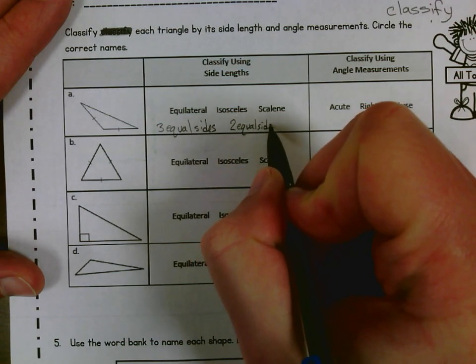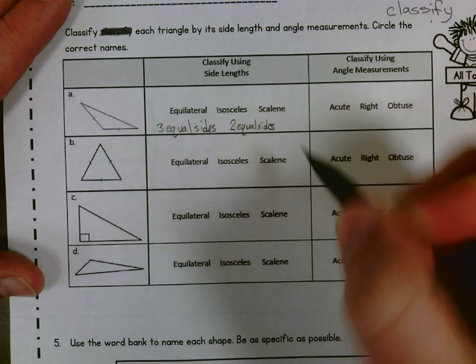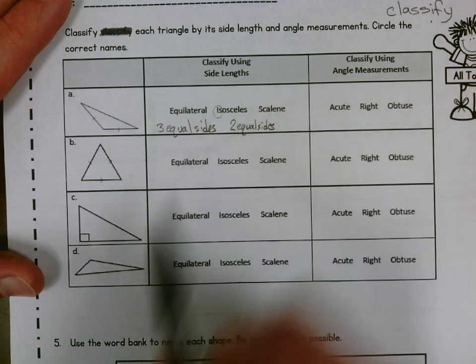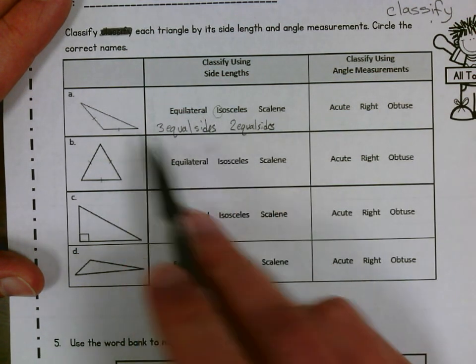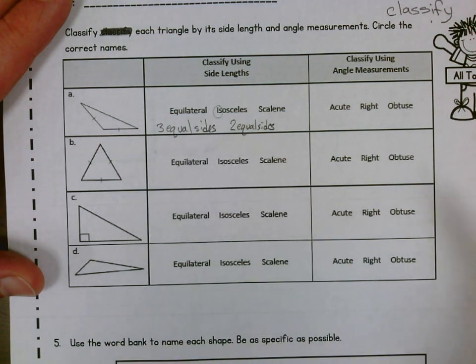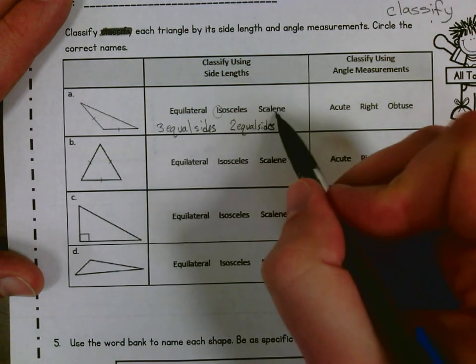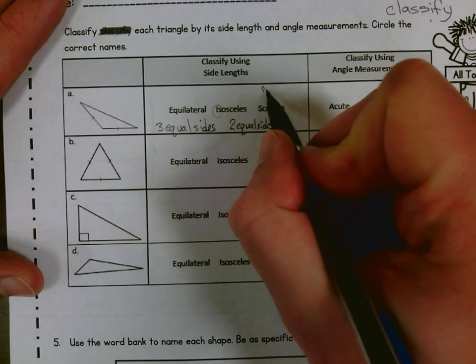An isosceles is two equal sides. I've mentioned this before, but I always think of isosceles, there's eyes. I have two eyes. This triangle has two equal sides, so two. And then the last one, scalene, means no equal sides.